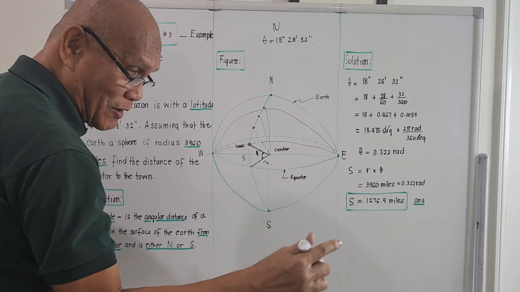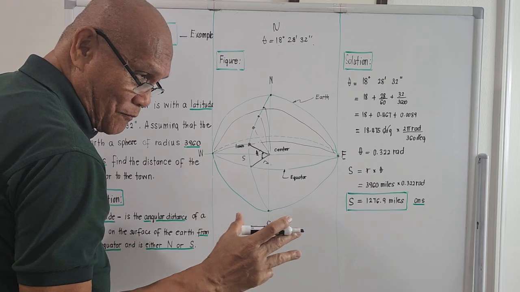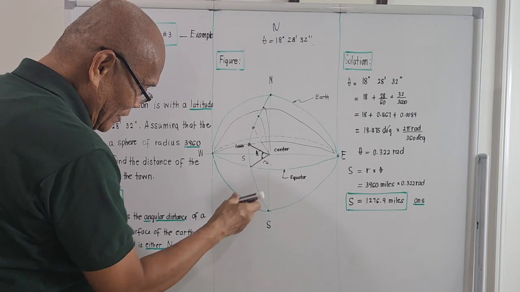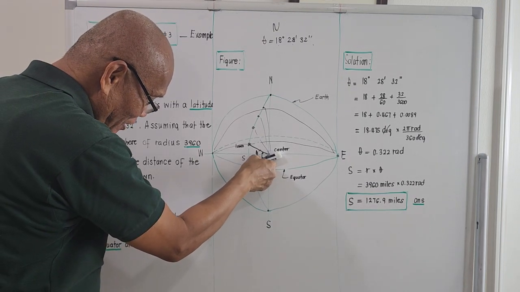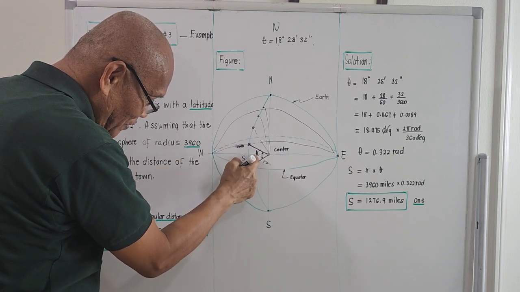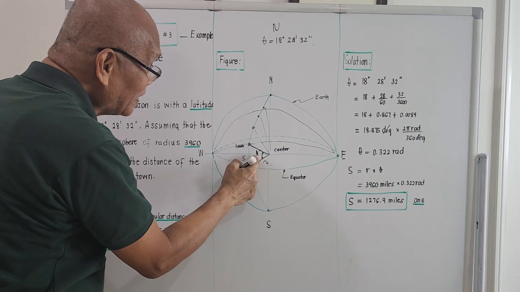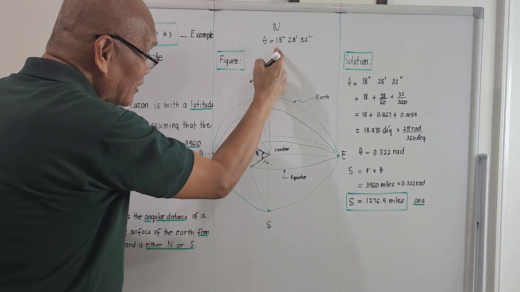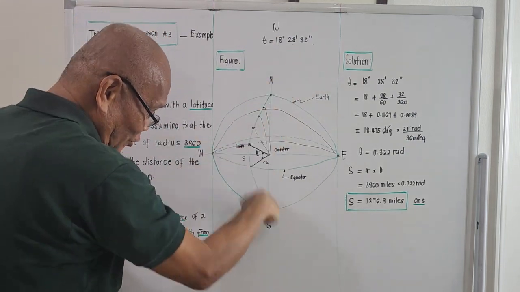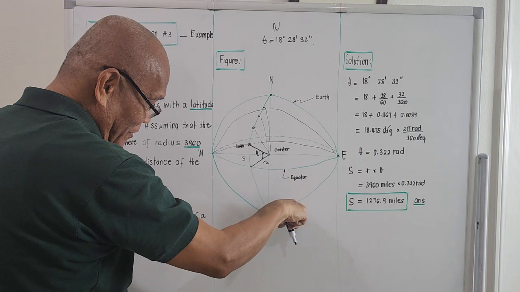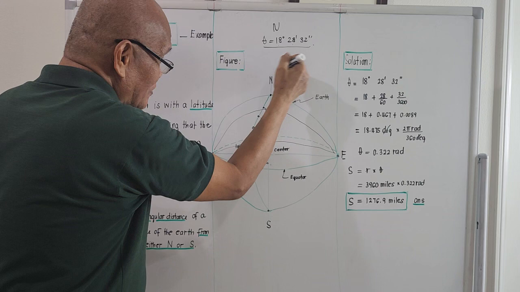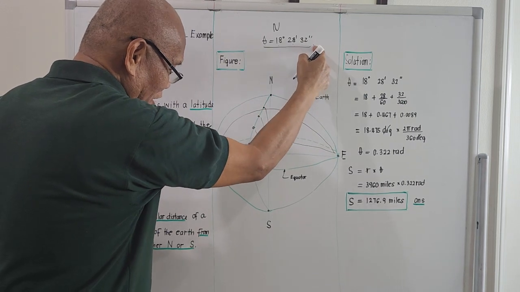The solution of the problem is just a simple one, but we must visualize it. With respect to the equator, if you rotate this line here going up, that theta is the latitude. And the latitude of the given town is north, meaning it goes to the North Pole, going up, right? It's not going down, because if it is south, it should be going down. The value of theta is 18 degrees, 28 minutes, 32 seconds.